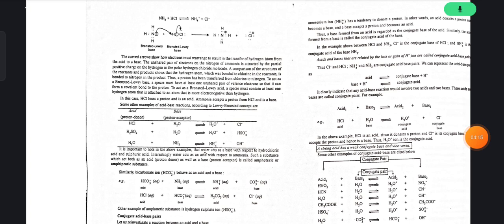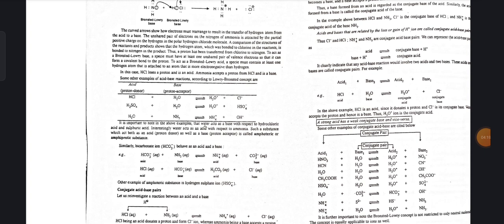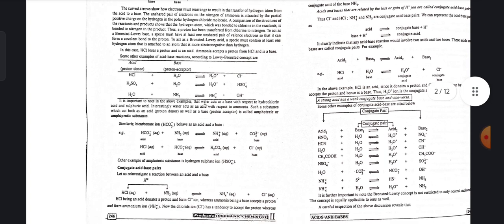It can be represented as given below. According to Bronsted-Lowry, a neutralization reaction involves the release of a proton by an acid and the acceptance of that proton by a base. For example, the reaction between HCl and NH3 to form the salt ammonium chloride can be represented as shown. The curved arrows show how electrons must rearrange to result in the transfer of a hydrogen atom from the acid to the base. The unshared pair of electrons on the nitrogen of ammonia is attracted by the partial positive charge on the hydrogen in the polar hydrogen chloride molecule.